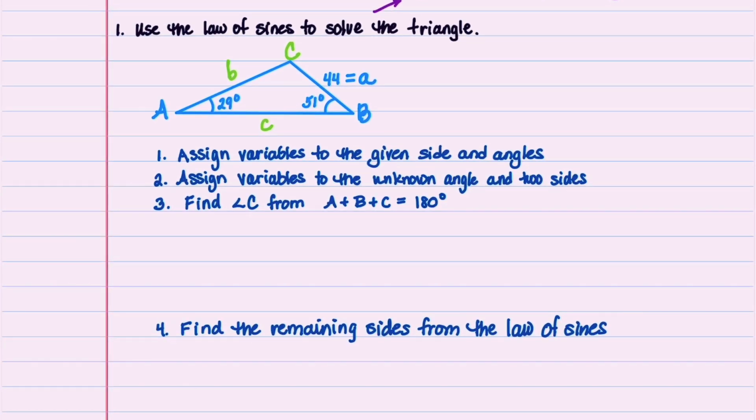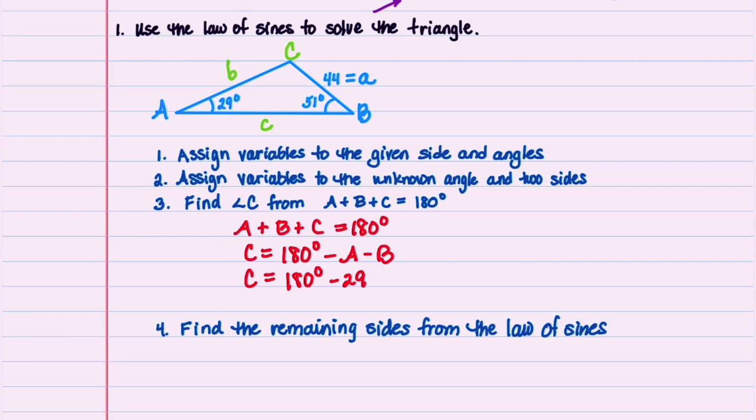For step 3, we're going to find angle C. So we know that A plus B plus C is equal to 180 degrees. So we know that C is going to be 180 degrees minus A minus B. After you do a couple problems, you can just jump right to that part. Our angle C then is equal to 180 degrees minus 29 degrees minus 51 degrees. This gives us 180 degrees minus 80 degrees, which is 100 degrees. So let's go ahead and add that into our picture.